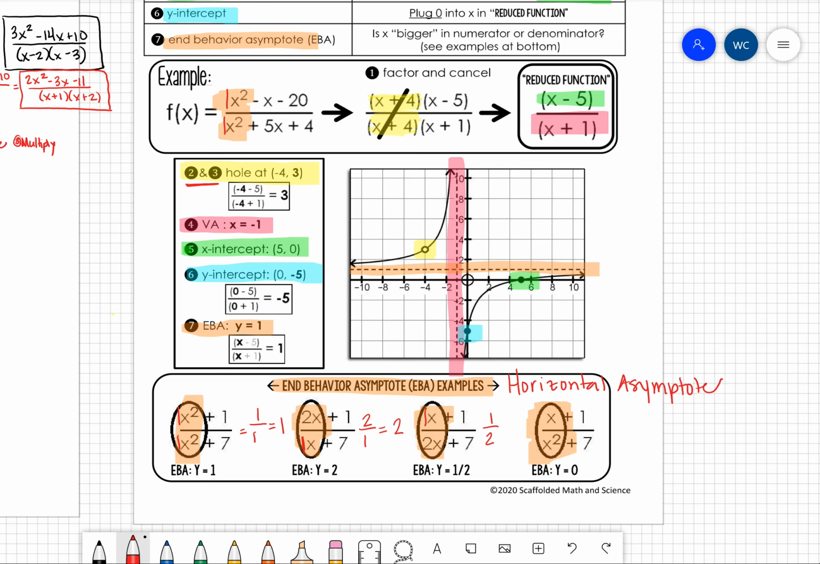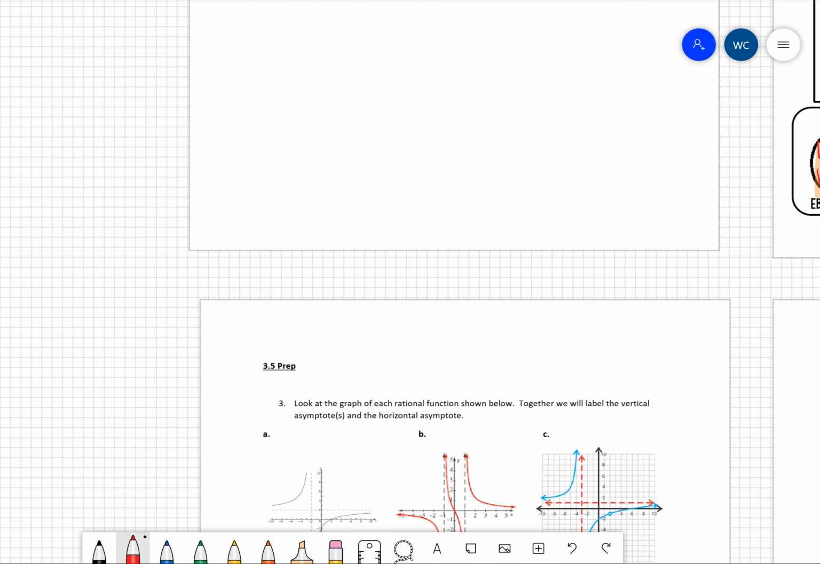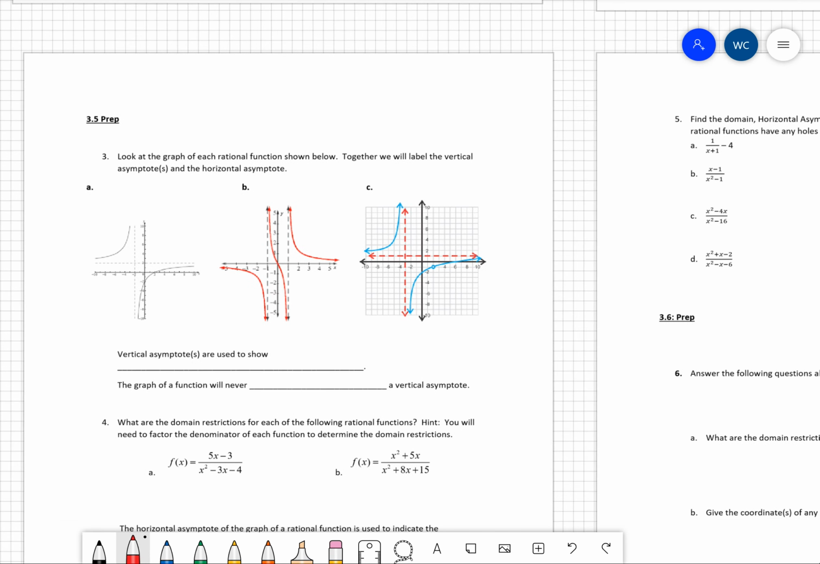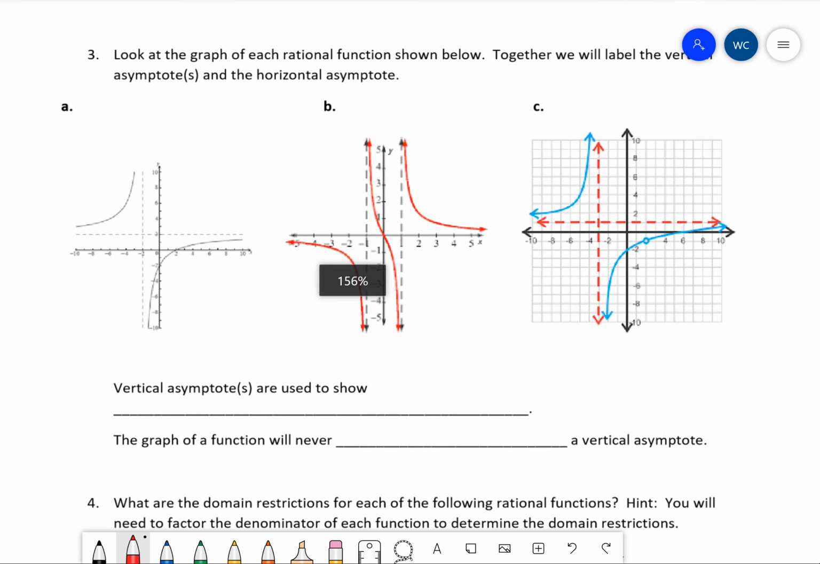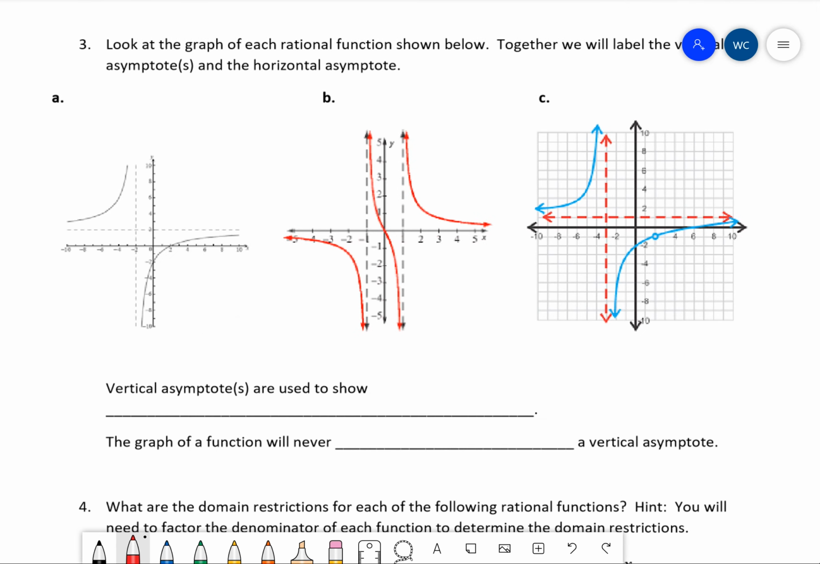So we're actually going to take a look at our next set of questions. Now, it says, look at the graph. Together, you're going to label the vertical asymptote and the horizontal asymptote. Well, that should be nice and easy. I'm looking for my dotted lines, okay? So my vertical line for this guy here, I'm going to draw my little red vertical line. He goes through x equals -2. So I have a vertical asymptote, because he has a vertical line, at x equals -2.